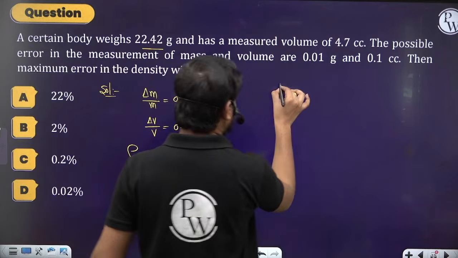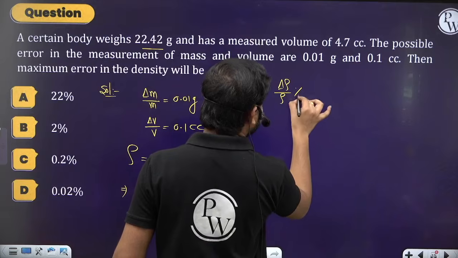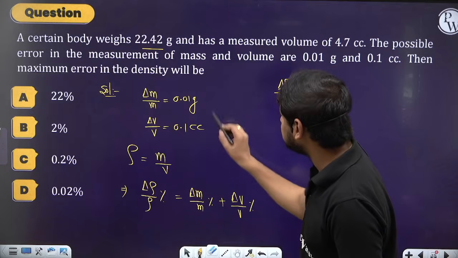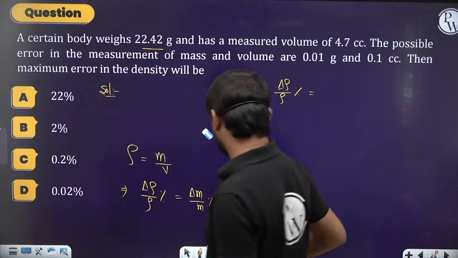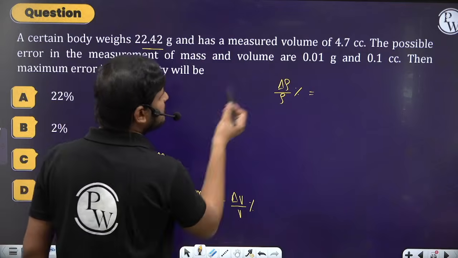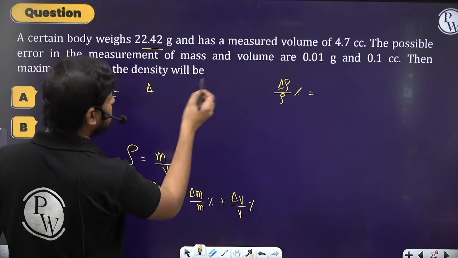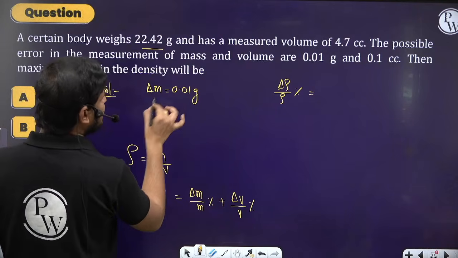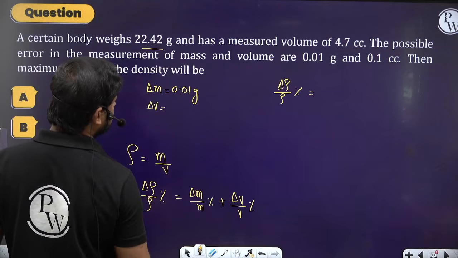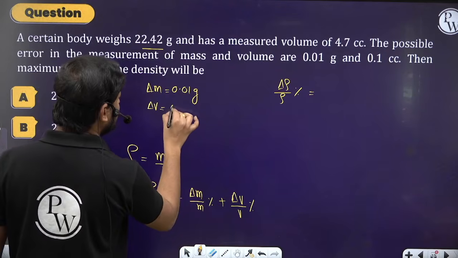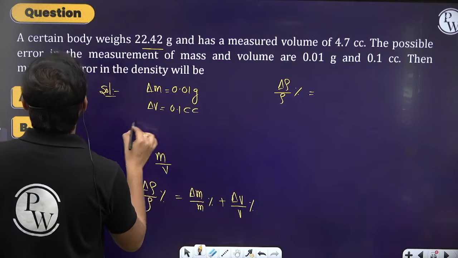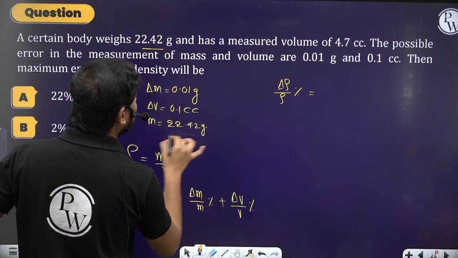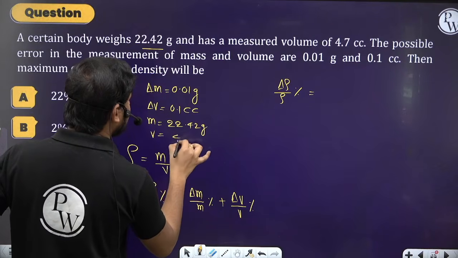So here delta rho by rho percentage is given as delta m. Sorry, my bad. Here delta m is the error in the measurement of mass, so this much error can occur. And the error in the volume is 0.1 cc. Yes, this is correct. A certain body weighs, so mass is given, which is 22.42 gram, and volume is also given, which is 4.7 cc.